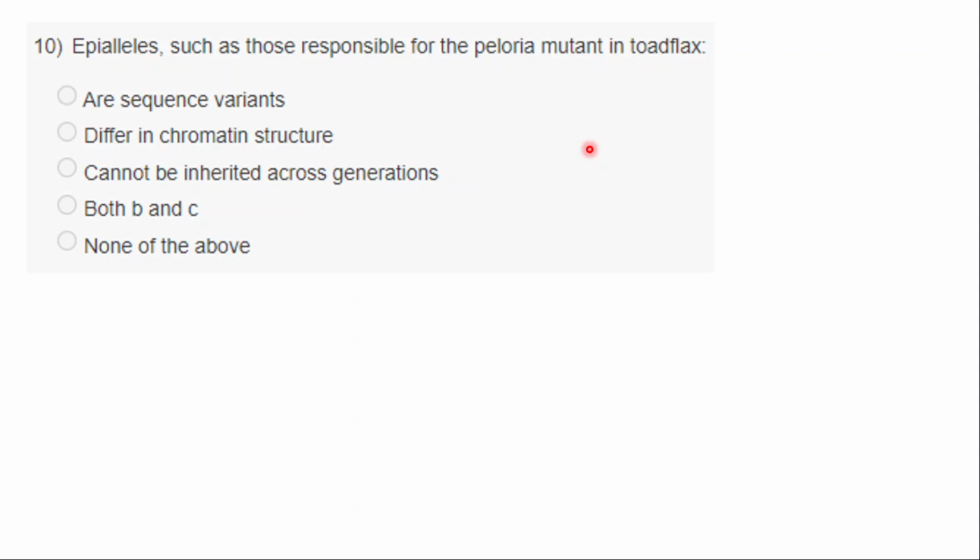Okay, let me reveal the correct answer. Epialleles differ in chromatin structure and they are not sequence variants. They can be inherited across generations. So all these characteristics define epialleles. Ajay and Sakshi have answered both correctly. Well done. Good job.